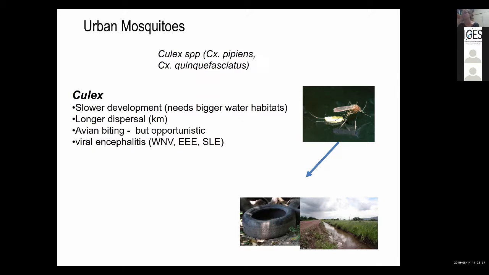They develop a little bit more slowly. So whereas albopictus can develop from egg to adult in a week, Culex take a little bit longer, a little more than 2 weeks. All of that is temperature dependent and resource dependent.